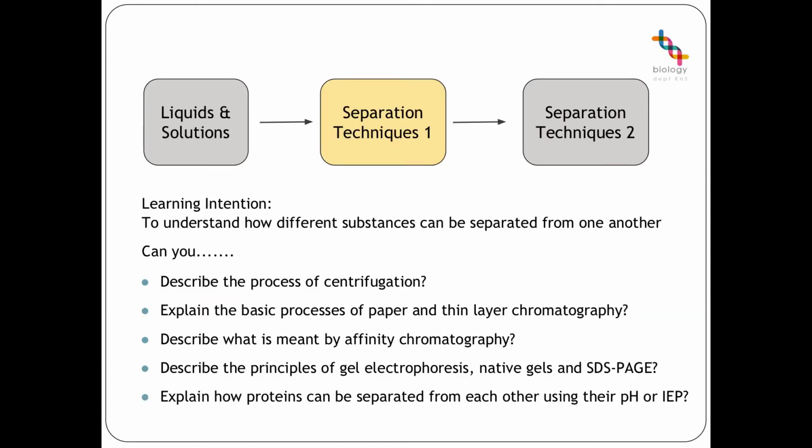So for this section, what we would expect you to know is understanding how the different substances can be separated from one another. You need to be able to describe this process of centrifugation, explain the basic processes of paper and thin layer chromatography, describe what we mean by affinity chromatography, describe the principles of gel electrophoresis, native gels and SDS, and explain how proteins can be separated from each other using their pH or IEP.